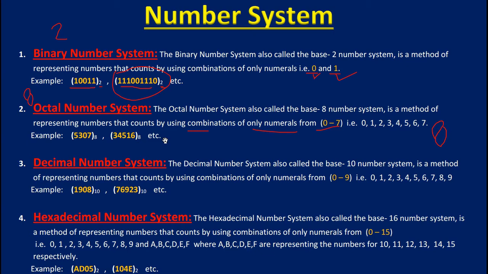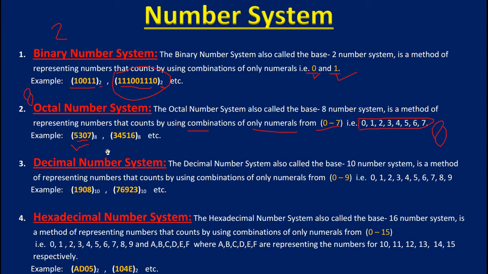And how we can represent this type of number system, you can see in this example. Here 5307 is written and in the subscript the value is 8. 8 will represent the octal number system. It is an octal number system because it has a subscript value of 8, and the digits written inside are 5307. All four digits belong to these 8 numbers. So we can say that this value we are showing as an octal number is a correct value.